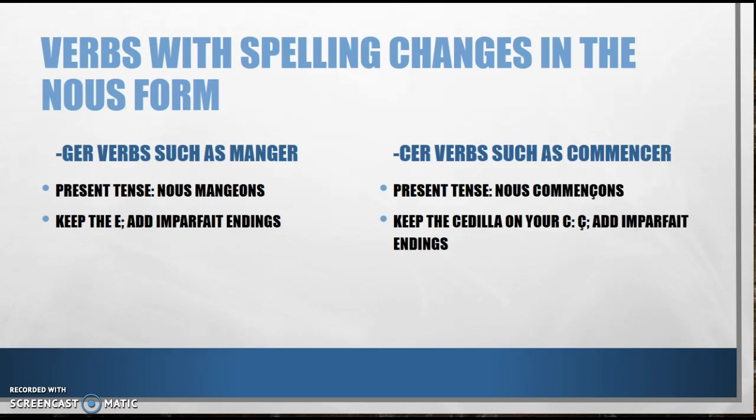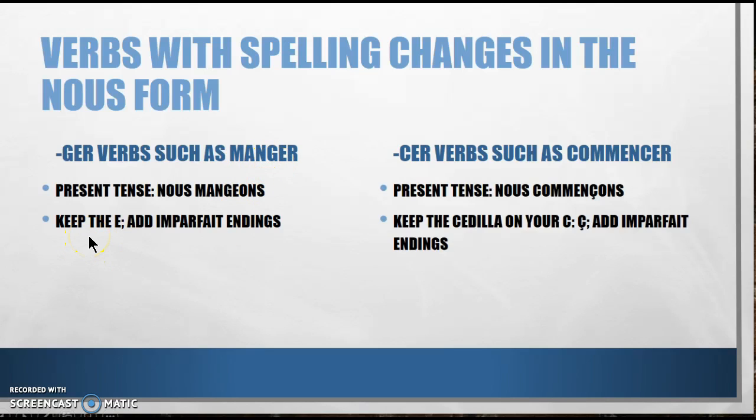The only other things you need to know here is that occasionally you have a verb that has a slightly different spelling in the nous form. So verbs that end in GER, such as the verb manger, which is one we use a lot because we like to talk about food, or at least I do. So you do remember that manger keeps the E before we add the ONS, so that it makes the soft G and says nous mangeons. Because otherwise, if we had no E there, it'd be nous mangons, and we don't like that. We want to keep the soft G that we have in all the other forms of this verb.